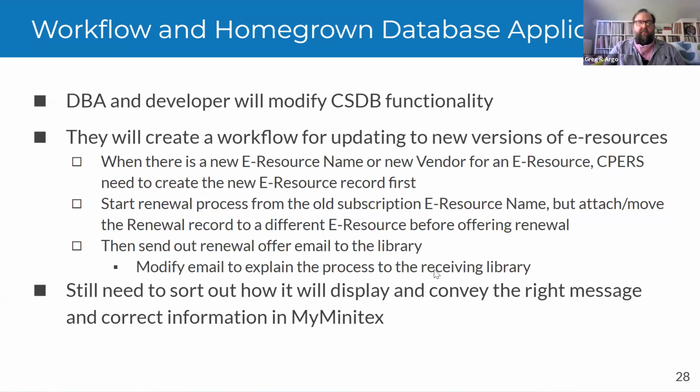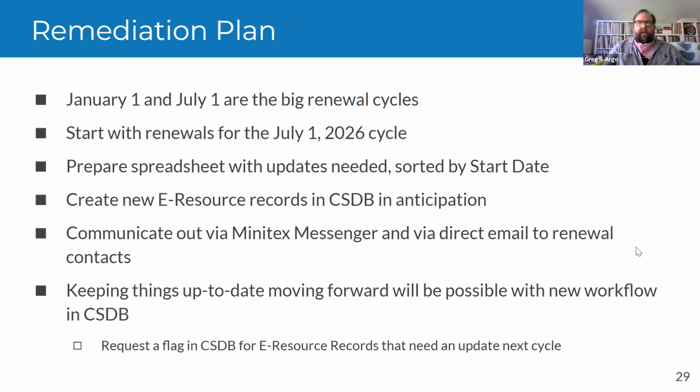We don't have this figured out yet, but we'll still need to sort out how it will display and convey the right message and correct information in the front end of my Minitex. So what is our plan? January 1 and July 1 are the start dates of most of the renewals, so we're trying to plan around those. It's probably too late now to do anything with the January 1 cycle, so we're going to shoot for the July 1, 2026 cycle.